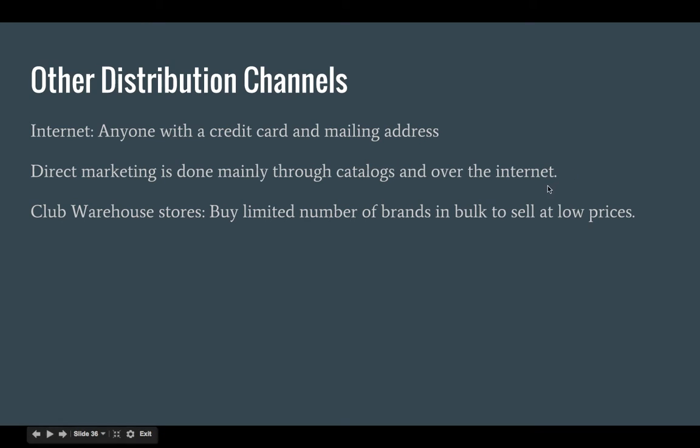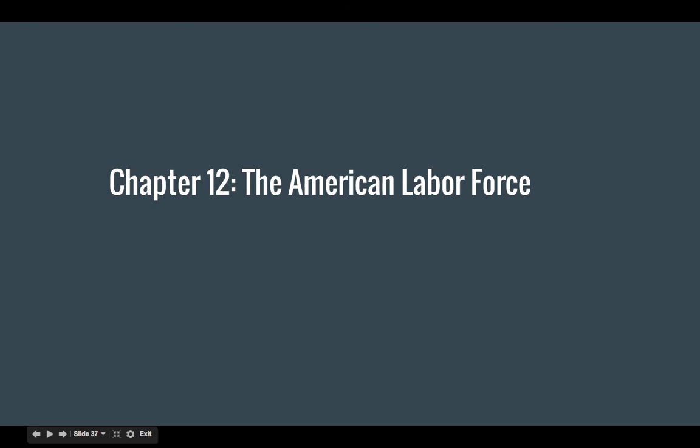So if you think about the catalogs that you get and you order something through a catalog, old school example is the Sears catalog. People used to get that mailed to their house, and then that's how you would order big things. So it's kind of an exciting thing. Ooh, this Sears catalog is here, and you'd order that through the internet, or over the phone actually back then. And then you also have club warehouse stores, which we've talked about in another unit. That's where you can buy a limited number of brands in bulk to sell at low prices, which they do.